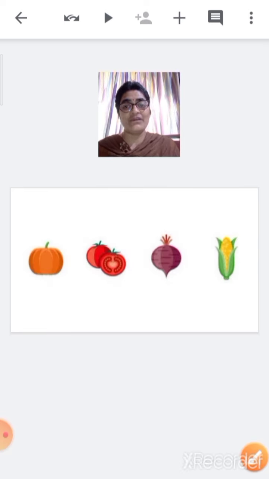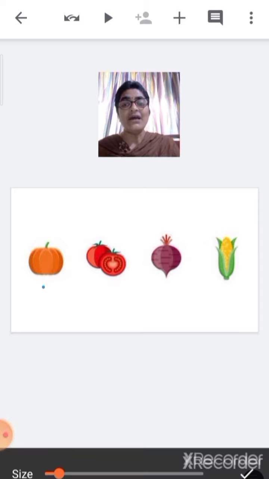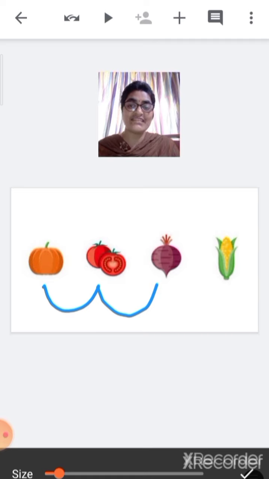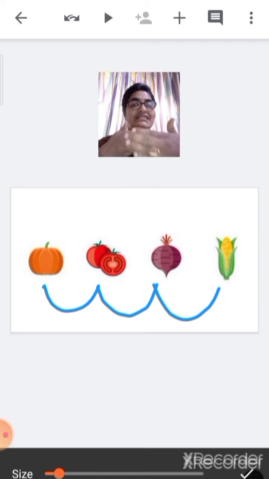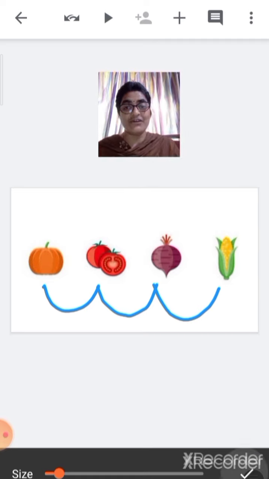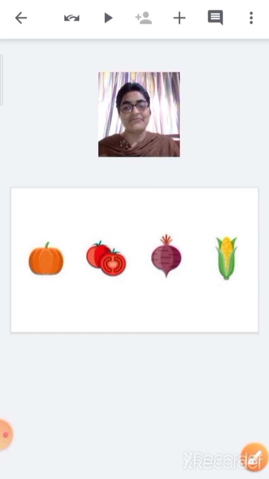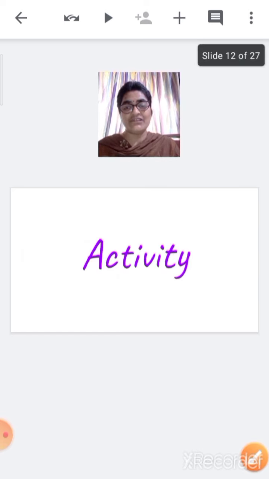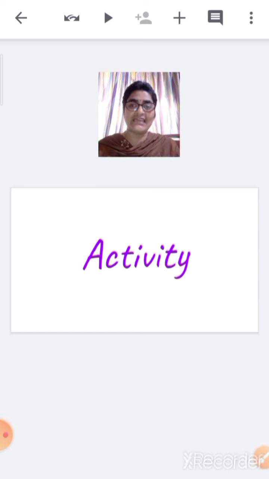We can see over here some of the vegetables. This is a pumpkin. After pumpkin, there is tomato. After tomato, there is beetroot. After beetroot, there is corn. So children, after means next. After means next. I'm going to explain to you children this concept with an activity.